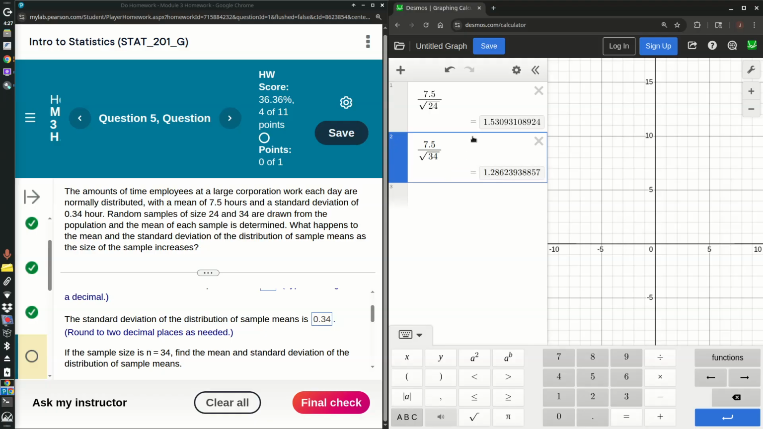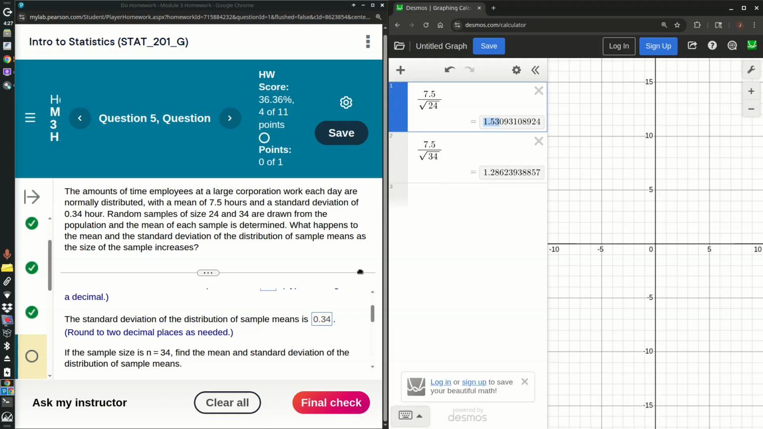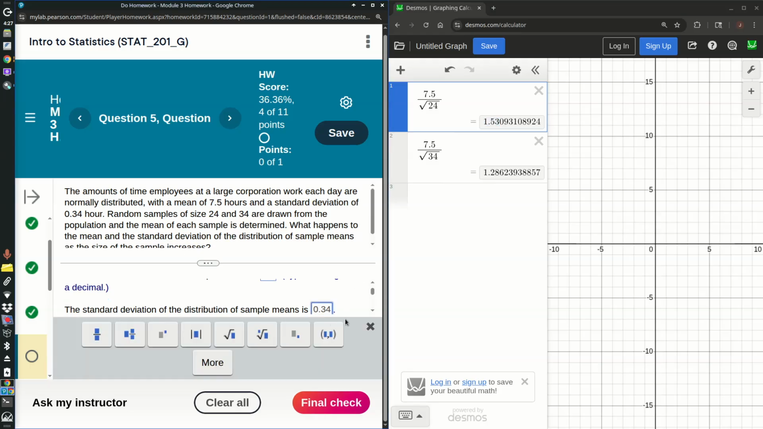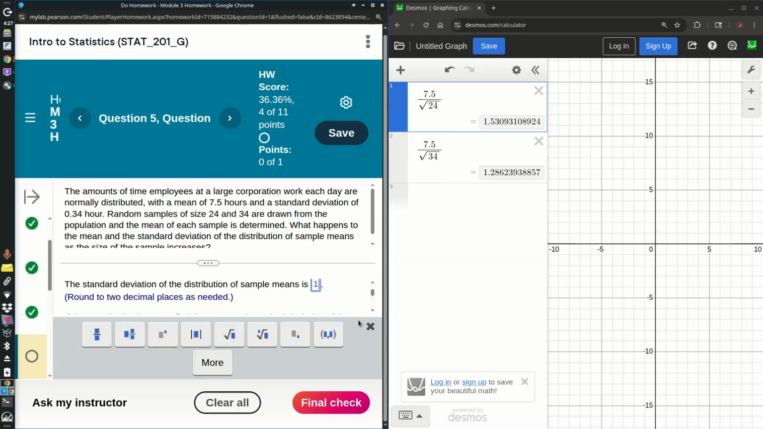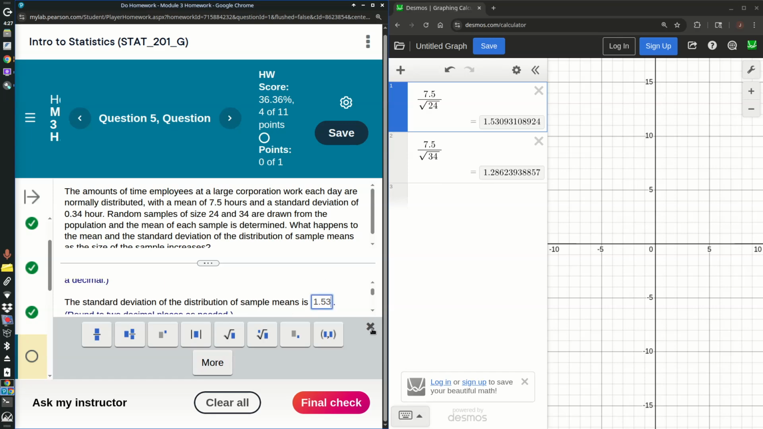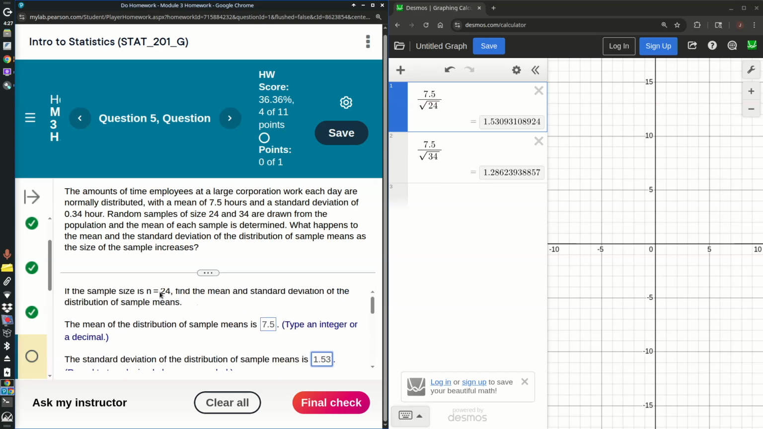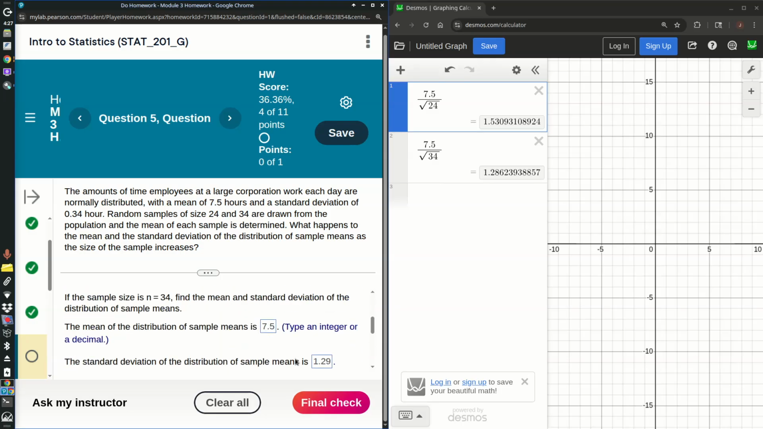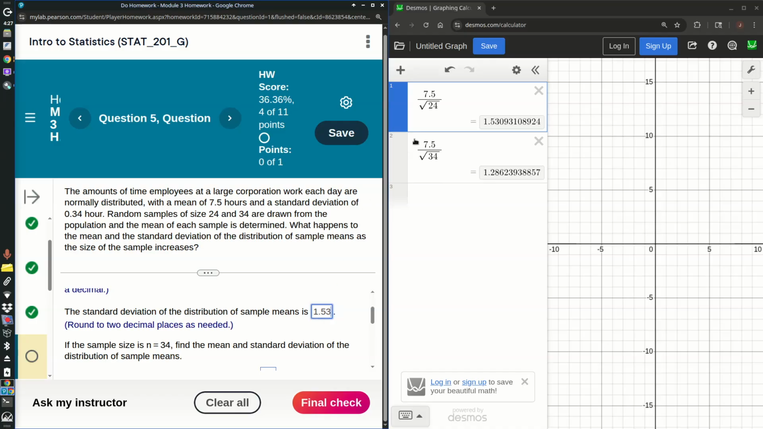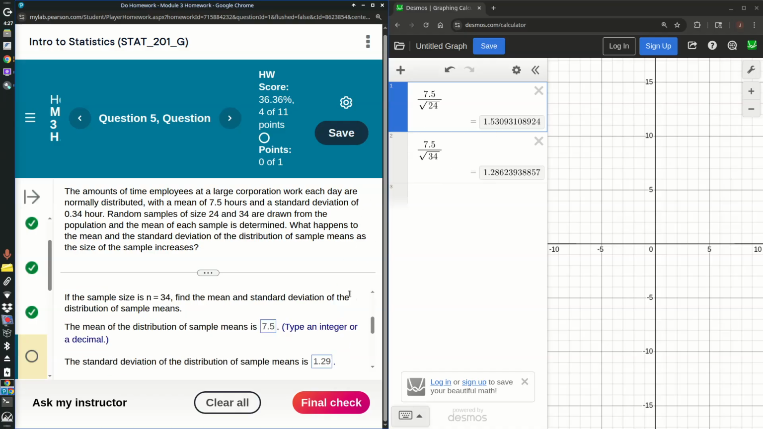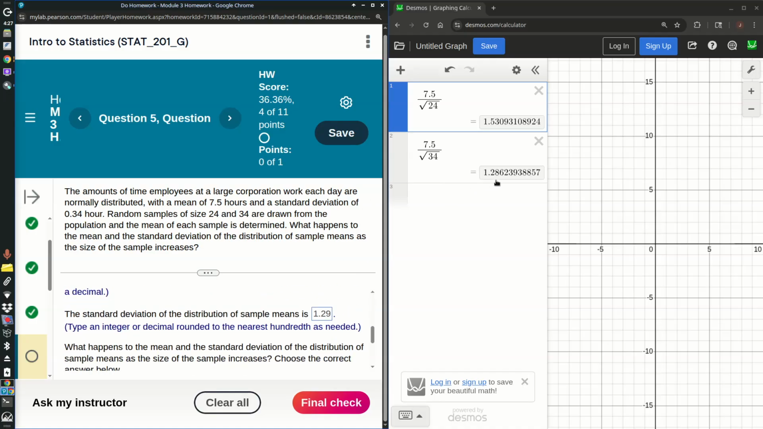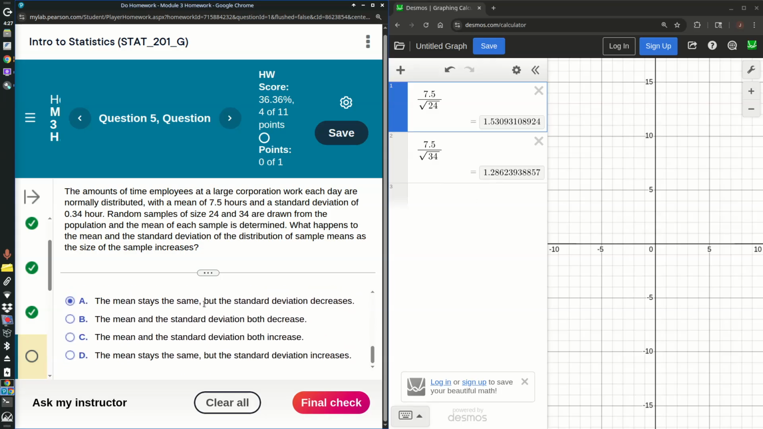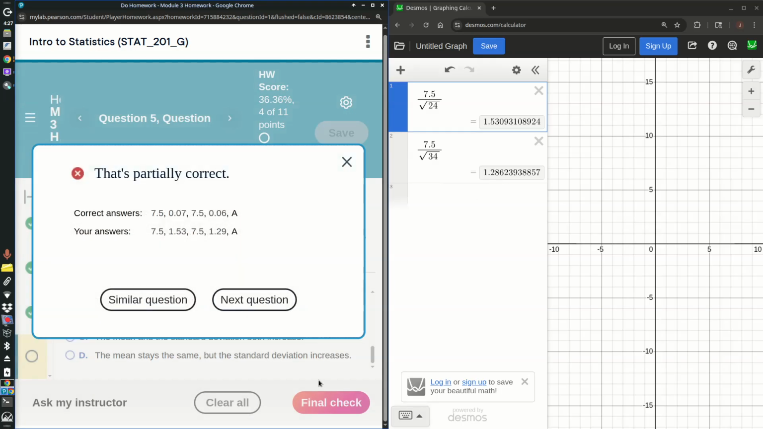That's what I had. My error was I should have been putting 1.53, for 2 decimal places. So I should have been putting 1.53 there. I did not see the n equals 24 when I did questions 1 and 2. Now everything should be okay. So when we're at 24, we're at 1.53. When we're at 34, we're at 1.29. And the mean stays the same, standard deviation decreases.